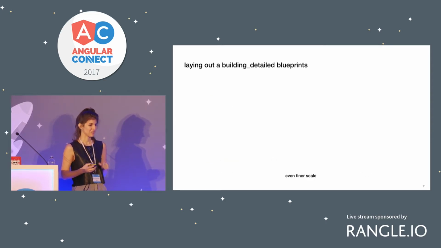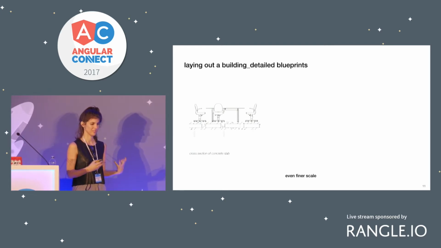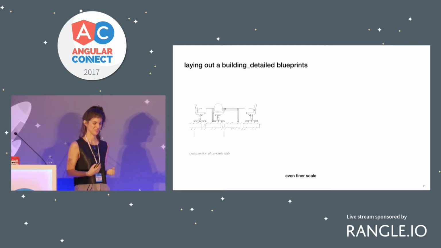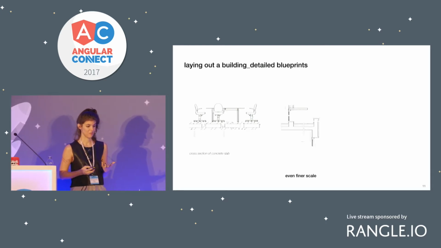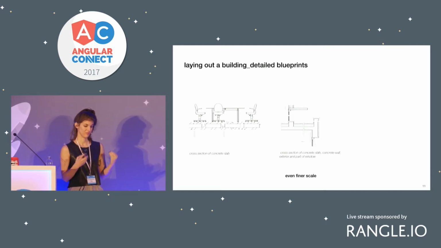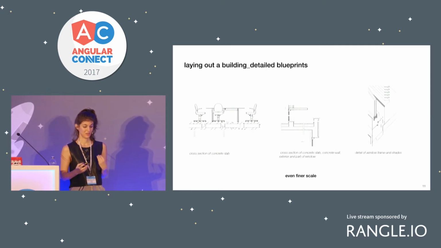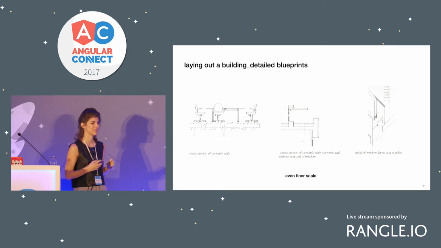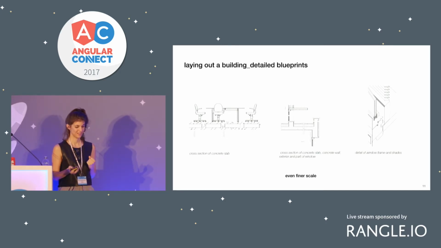Then you can go into more detailed blueprints, where you can add even more elements and components in the whole building. So you can add chairs, or you can even see how a wall is built with insulation, with bricks, or with concrete. And you can go to such a fine scale that you can even design the shades or the glazing.